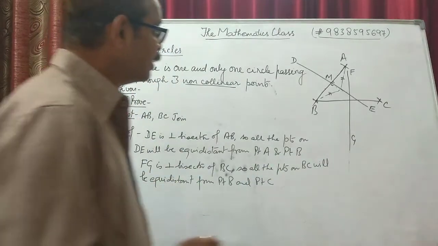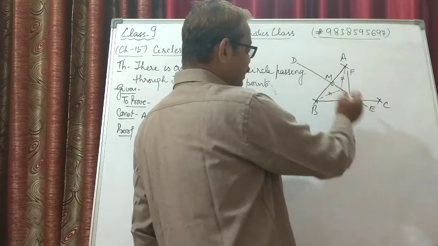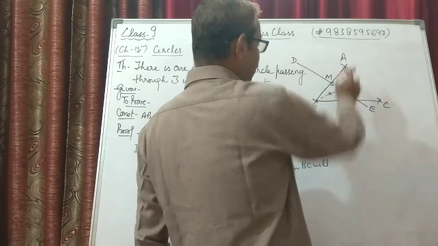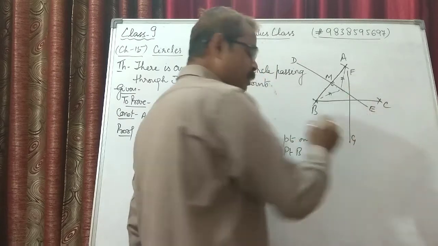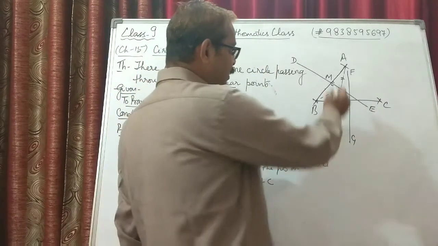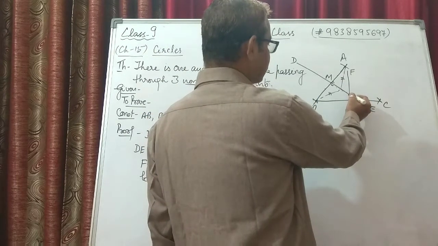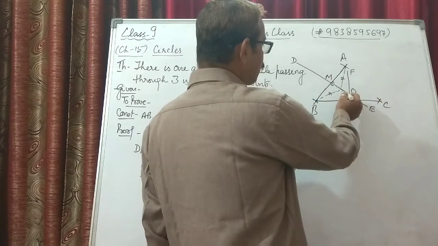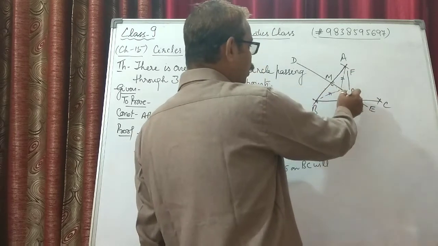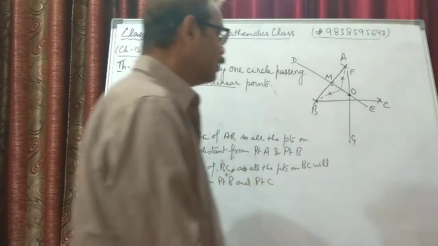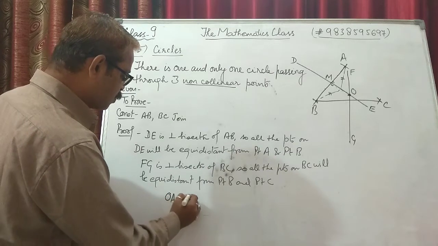Now I hope this is clear. Since all the points on DE are equidistant from A and B, similarly all the points on FG are equidistant from B and C, because FG is a perpendicular bisector. Now where these two perpendicular bisectors meet, let us say this point is O. So O will be equidistant from A and B, because O lies on the perpendicular bisector DE. So we can say that OA is equal to OB.